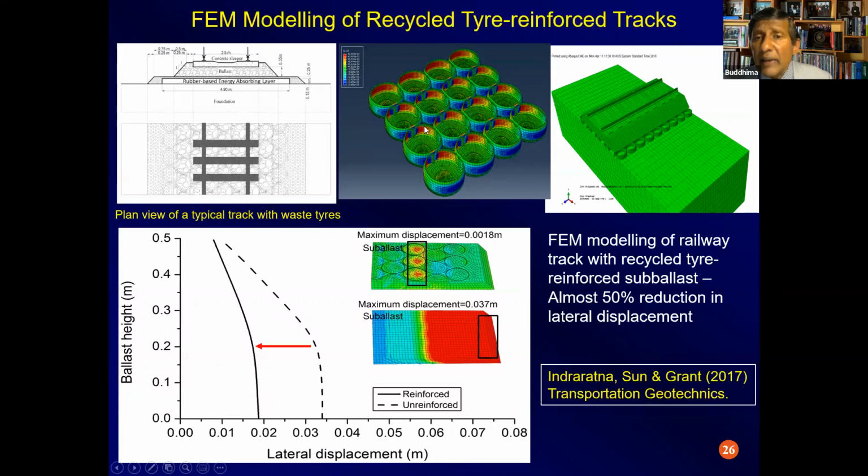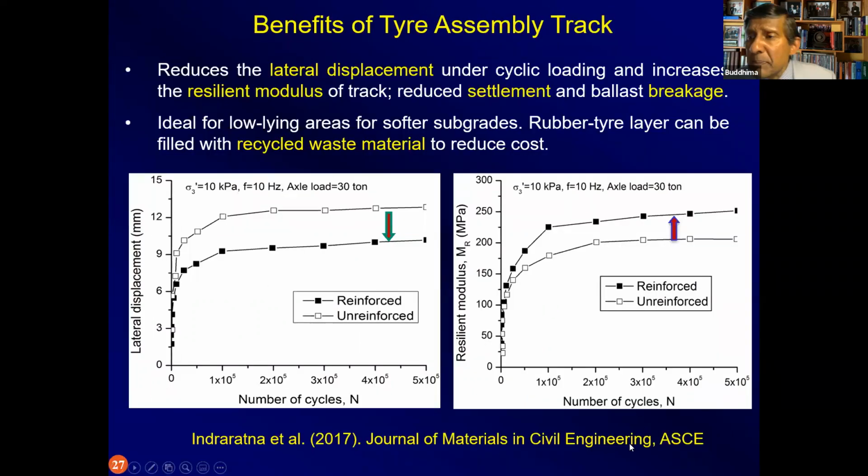But with the capping layer, you reduce that to about half that value. So it's a considerable reduction of the lateral movement and increased stability of the railway track. More details of this finite element analysis, for those who are interested, can refer to this publication in 2017 in Transportation Geotechniques. So, 2 most important aspects that I would like to bring to your notice.